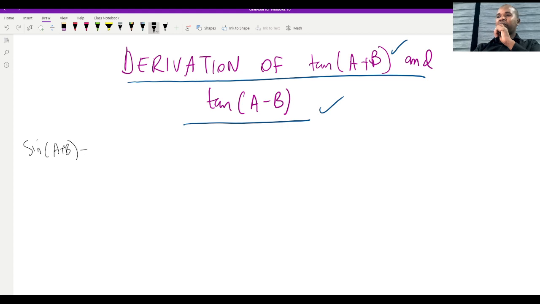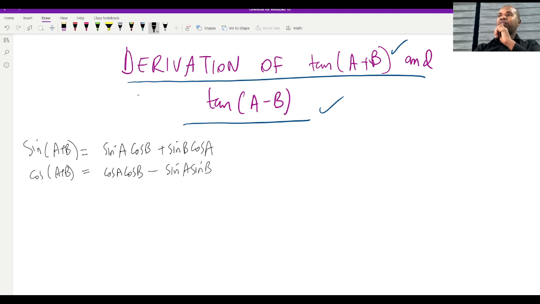which is sine A cos B plus sine B cosine A, and also you know the formula for cosine(A + B), which is cosine A cosine B minus sine A sine B. Since we know these two formulas, we are going to use them to derive the formula for tan.